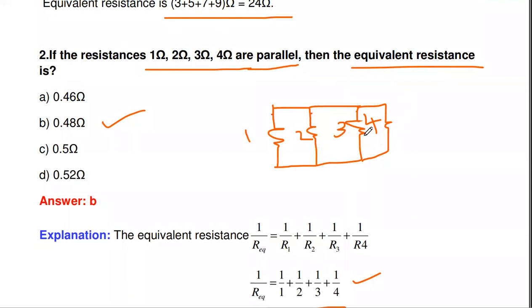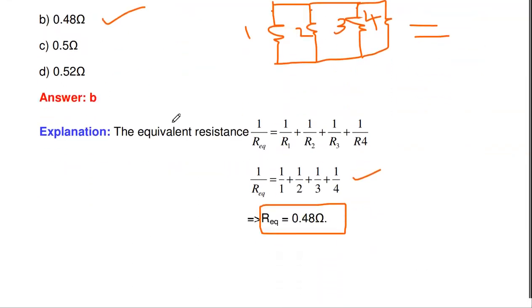While taking a parallel combination, the answer R equivalent is a value which is less than the lowest value of these four resistances. So in this 1, 2, 3, 4 ohm resistor set, which one is the least value? 1 ohm. So the equivalent resistance of this parallel combination is always less than this 1 ohm. So the answer is 0.48 ohms.